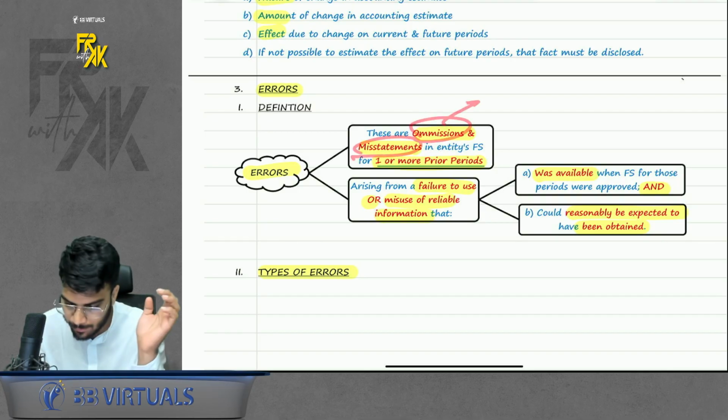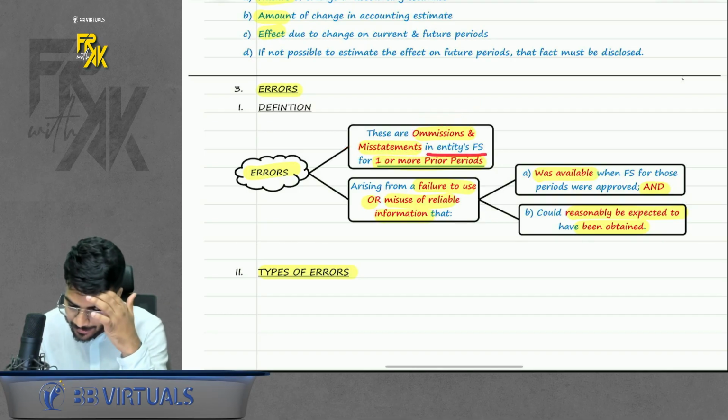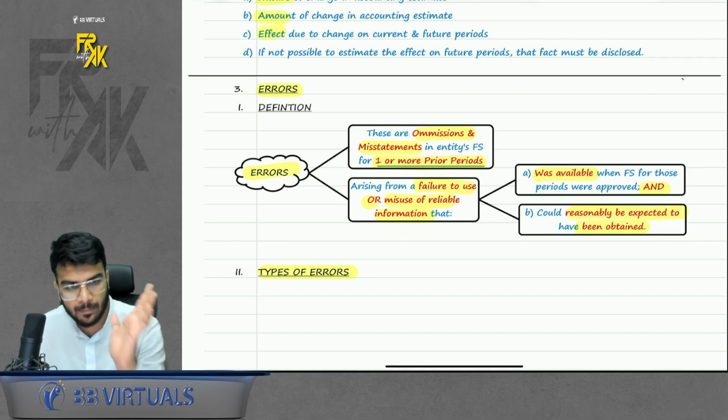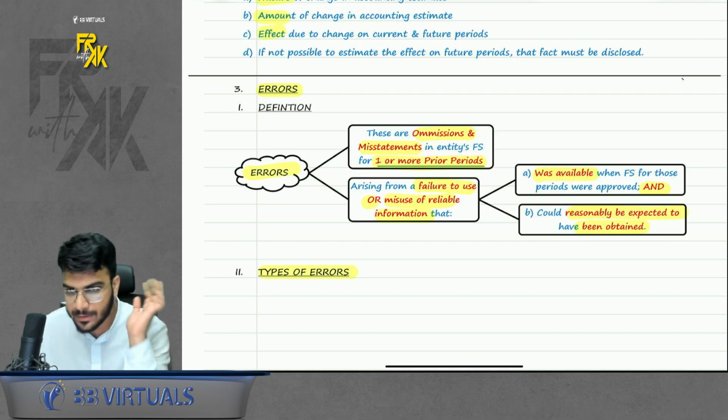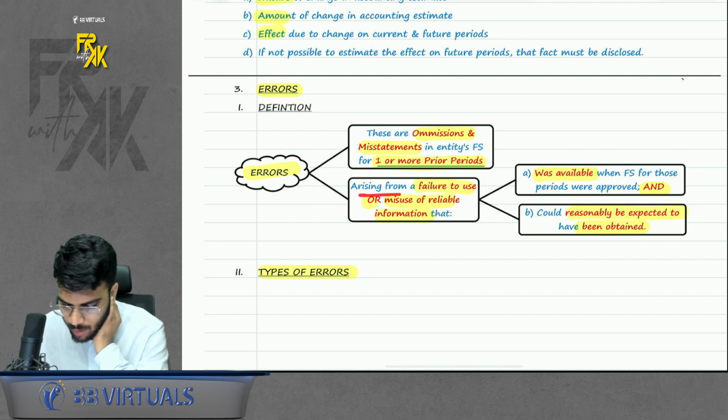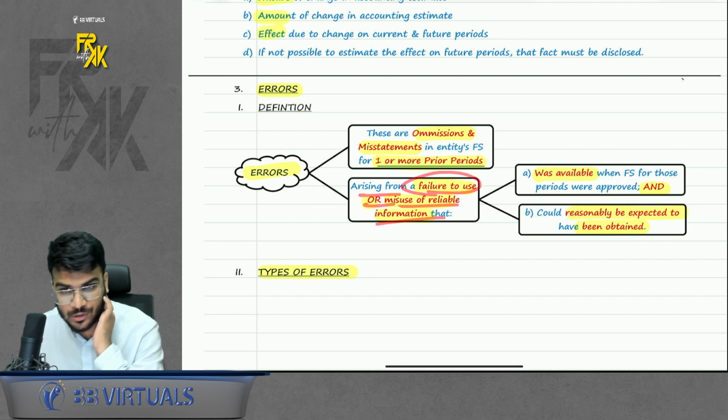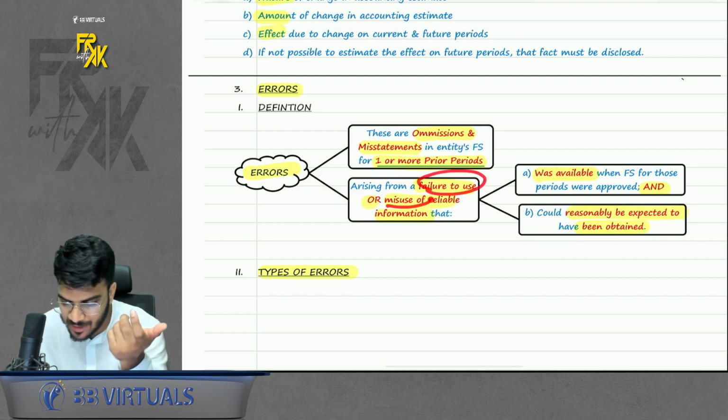Omission means you forgot it, or misstatement means you recorded it incorrectly, in entities' financial statements for one or more prior periods. So it should relate to one or more prior periods. Why did it arise? It arises from failure to use or misuse of reliable information. So you forgot to use it, or you misused the reliable information.